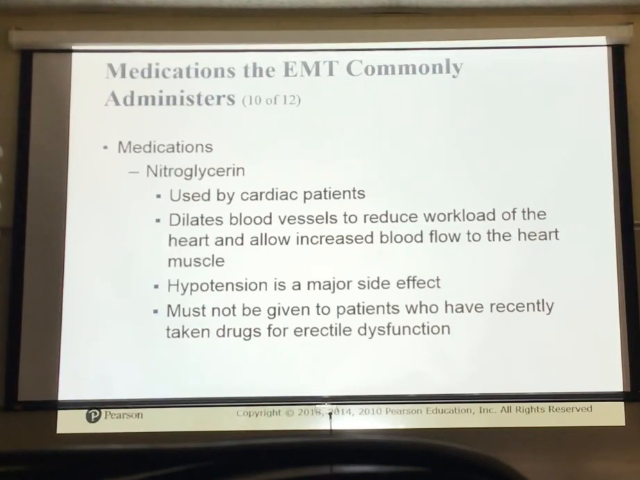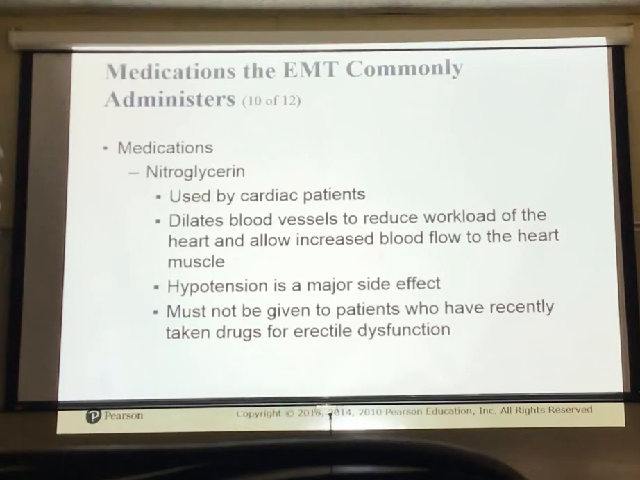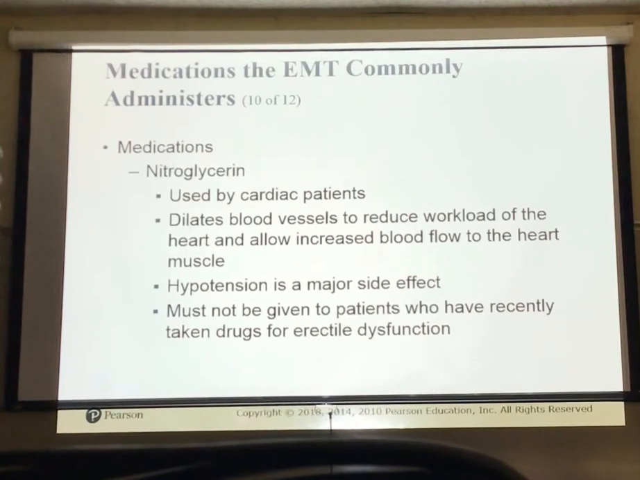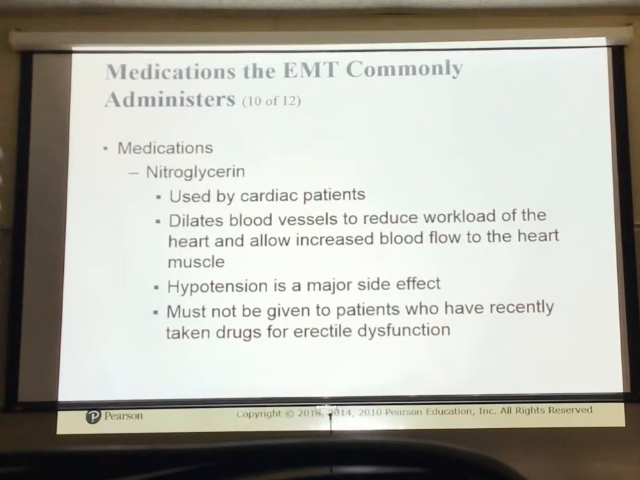The reduced myocardial workload results in decrease in the heart's muscle demand for oxygen. At the same time, nitroglycerin's vasodilation of the coronary arteries themselves increases the supply of oxygenated blood to the heart muscle. Because the major side effect is hypotension, it's important to measure the blood pressure both before and after administration of nitroglycerin. And nitroglycerin is not selective. It dilates all arteries and vessels, okay?